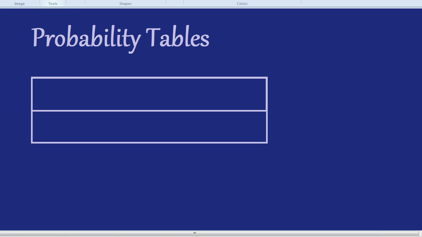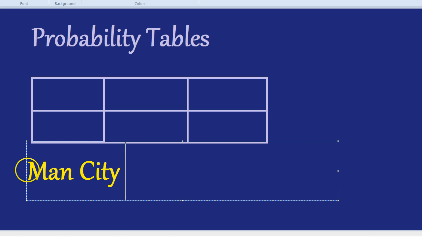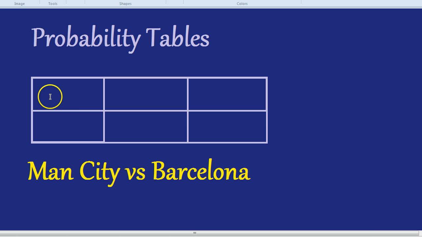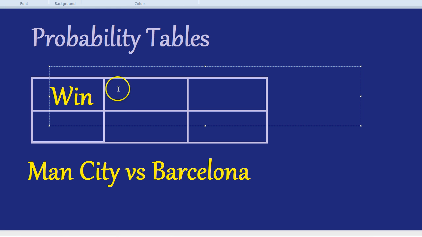How about in this case, let's talk about a game of football, or soccer if you're American. In this game of football, we're going to say between these two teams, perhaps Manchester City and Barcelona. Let's label that Manchester City versus Barcelona. The chances of Manchester City winning, and let's put win for Manchester City, and then we have a draw here, and then a loss here, which would never happen, but maybe.